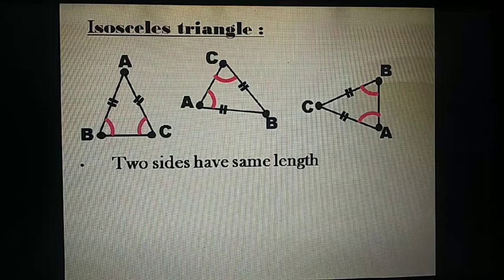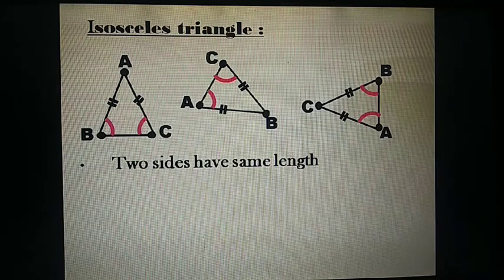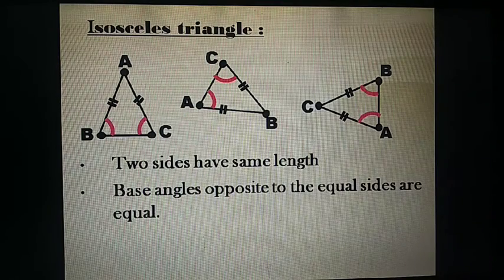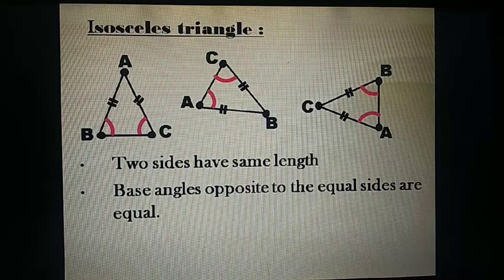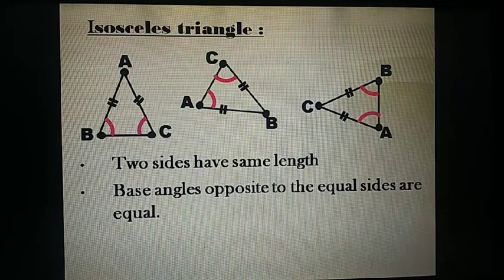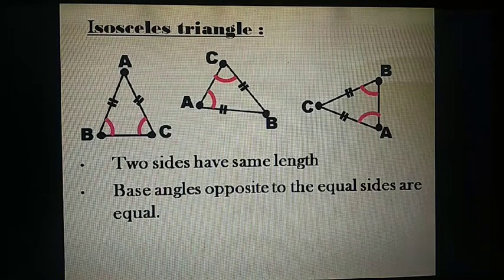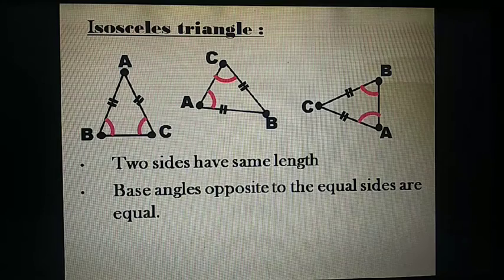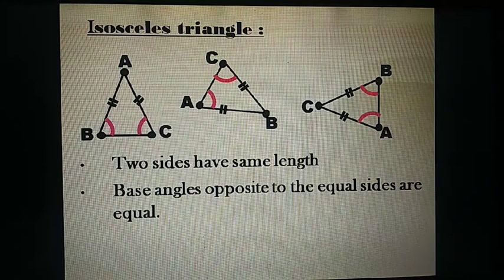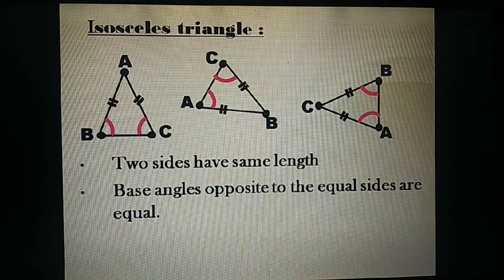So the first observation is two sides have the same length, and the next is base angles opposite to the equal sides are equal. These two properties you have to keep in mind while solving triangles which are isosceles triangles.